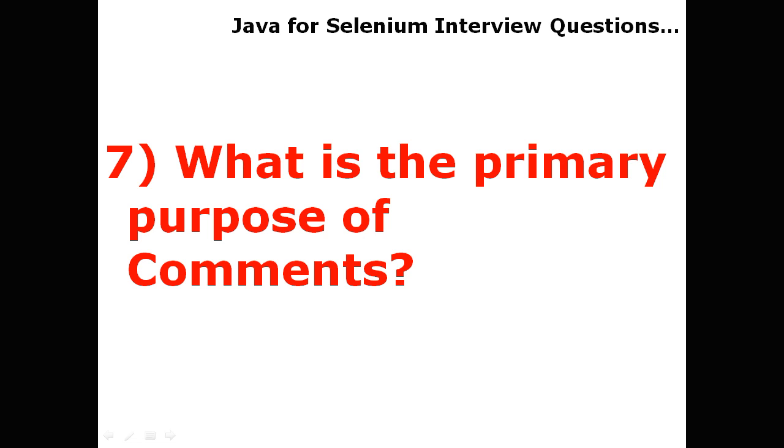To make the code readable, that is the primary purpose of comments in any computer programming, not only in Java. Next, to make the code disabled from execution, the secondary purpose of comments. For example, I wrote 100 lines of code in my program. I don't want to execute all 100 lines in this iteration. I want to execute only 50 lines of code. I can make the remaining 50 lines of code as comments, to make the code disabled from execution.